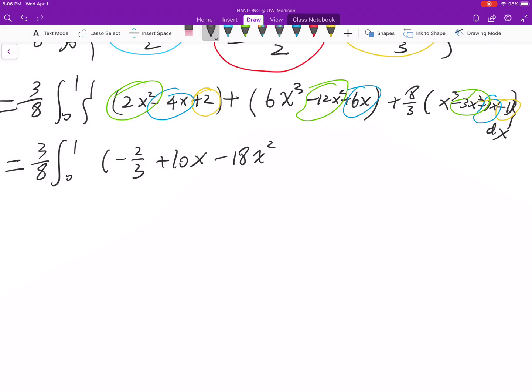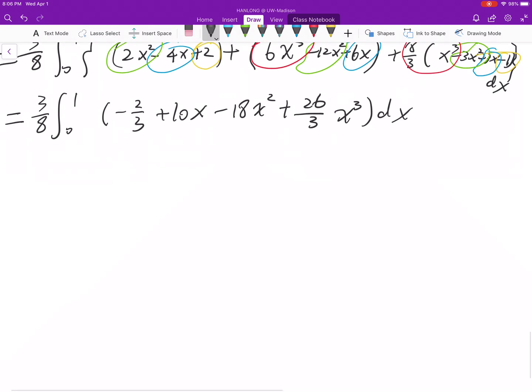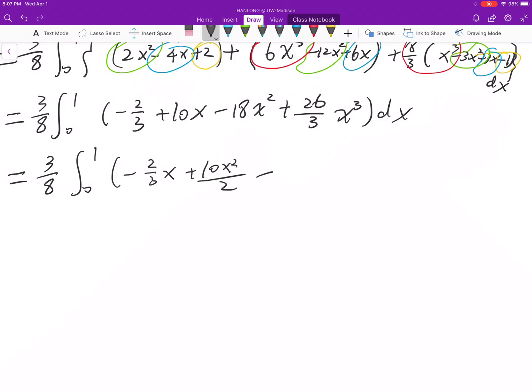And then for the cubic terms, you have 6 plus 8 over 3. So in total you have plus 26 over 3 x cubed dx. So 3 over 8 negative 2 over 3 x plus 10 x squared over 2 minus 18 x cubed over 3 plus 26 over 3 times 1 over 4 x to the fourth.